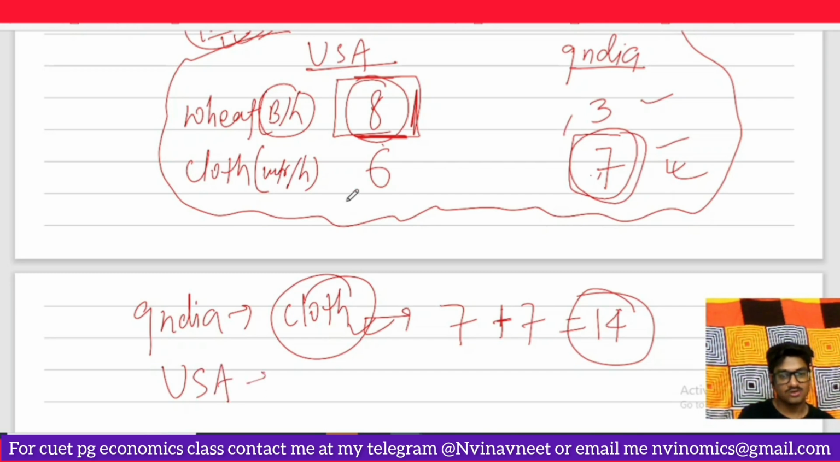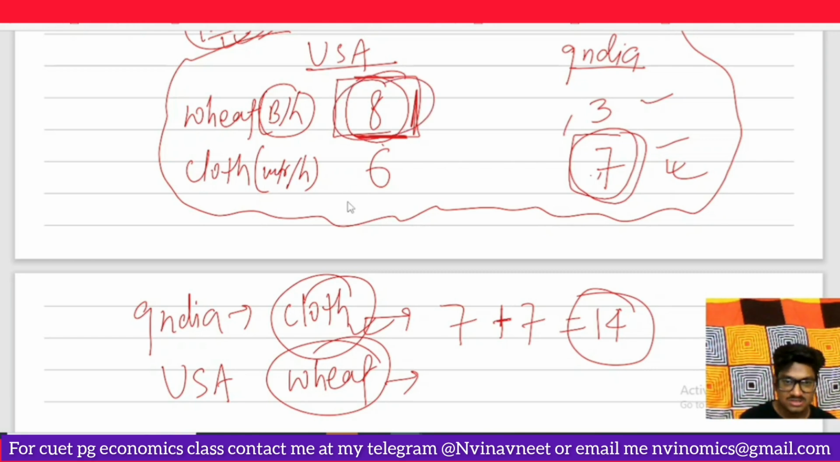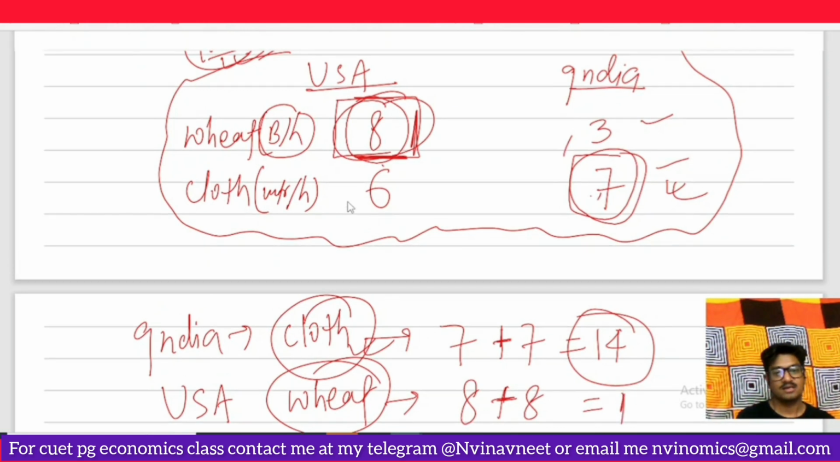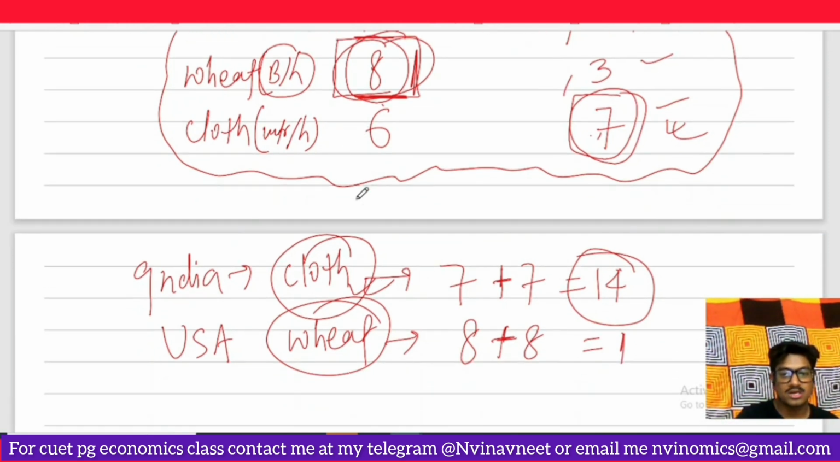Anyone? USA will produce wheat. 16 units, sir. Exactly. Because this 8 and this 6, they can save the time and they can produce this 8 extra. So this 8, that is 16. Great. Now let us look into कि हमारा total benefit क्या हुआ, because overall.